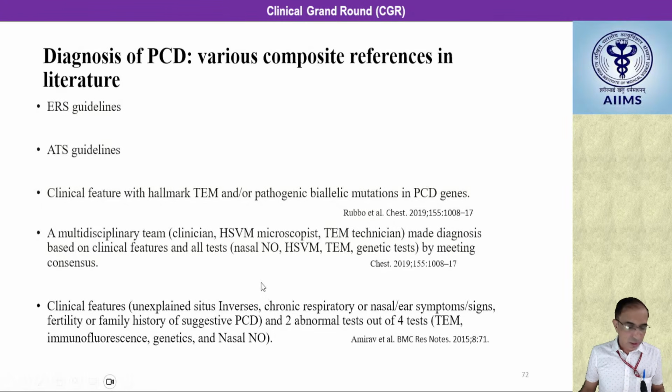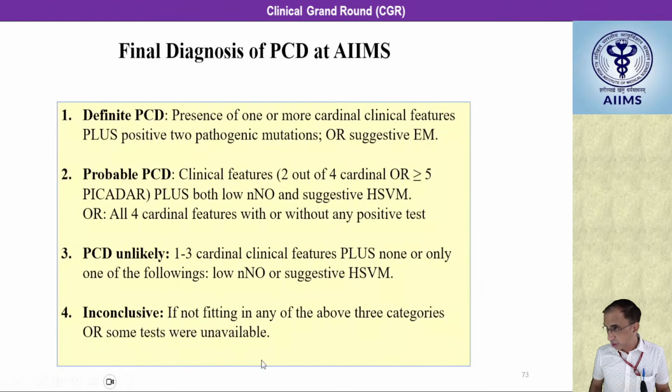Along with the two guidelines, other studies are there. They use various reference standards. For example, in one study they use clinical features along with hallmark EM findings or pathogenic mutations. In another study, they made a multidisciplinary team that included clinicians, high-speed microscopists, and TEM technicians, and they made the diagnosis based on clinical features and all tests, nasal NO, high-speed, EM, genetics, by meeting consensus. In another study, they used clinical features along with two of the four abnormal tests: TEM, immunofluorescence, genetics, and nasal NO. So based on these literatures, we make the diagnosis at AIIMS.